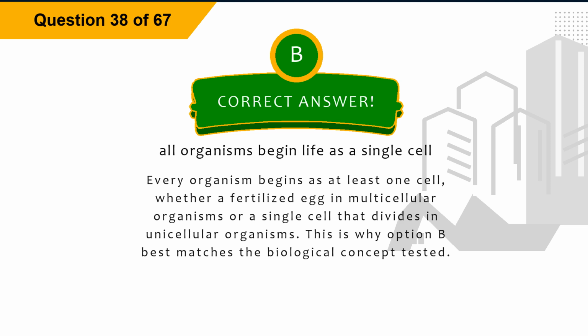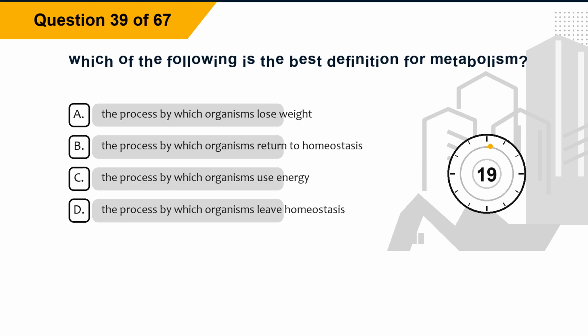Explanation. Every organism begins as at least one cell, whether a fertilized egg in multicellular organisms or a single cell that divides in unicellular organisms. This is why option B best matches the biological concept tested. Question 39. Which of the following is the best definition for metabolism?